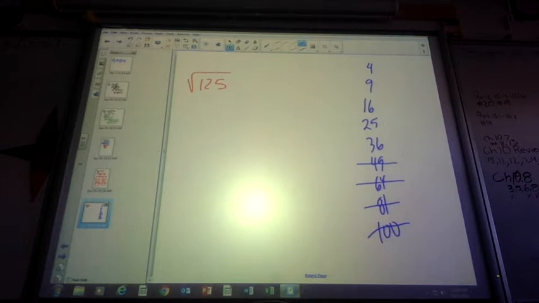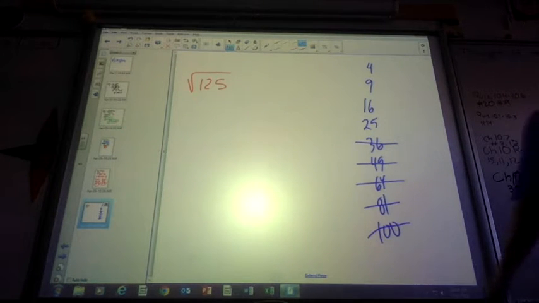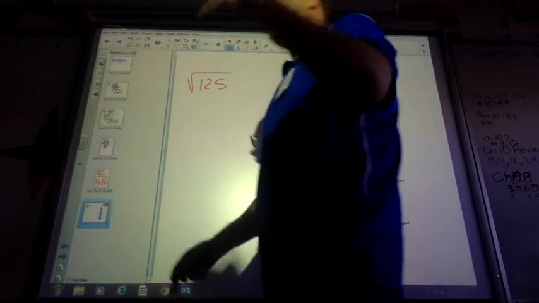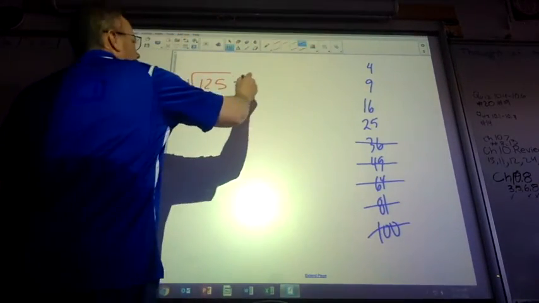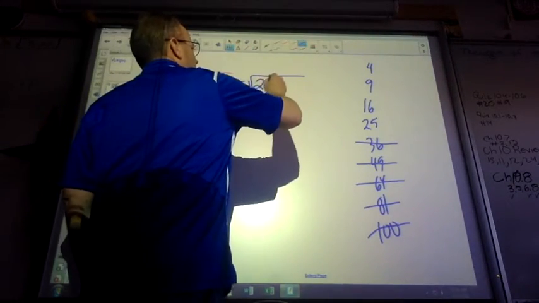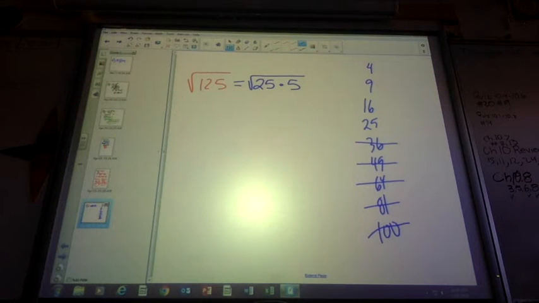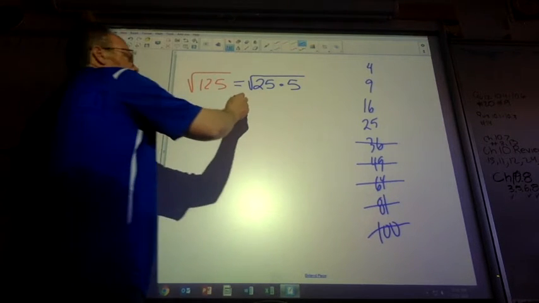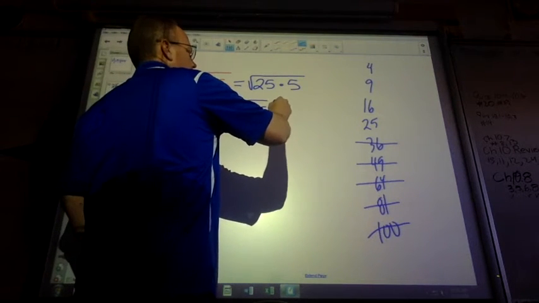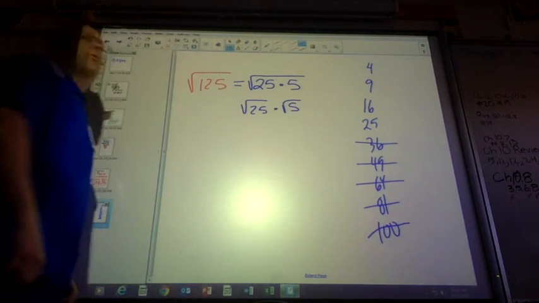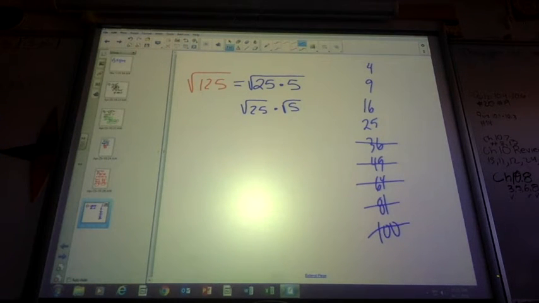36, I don't even like that. What about 25? Yeah. 25 times what? 25 times 5. So this, I could rewrite to be this. 25 times 5. 25 times 5 is indeed 125. Agree? Now, you can break a square root up to be this. As long as you're under the radical and it's being multiplied, you can create two different radicals.